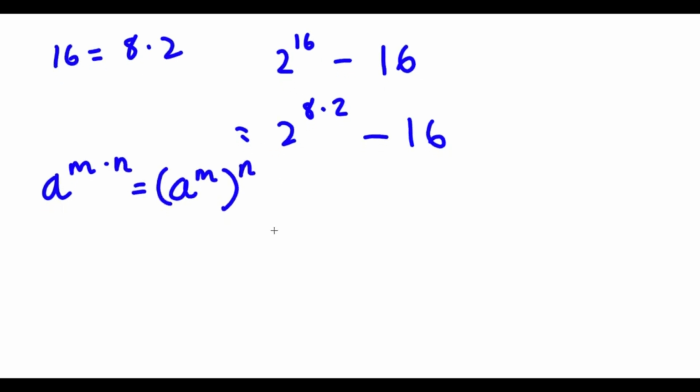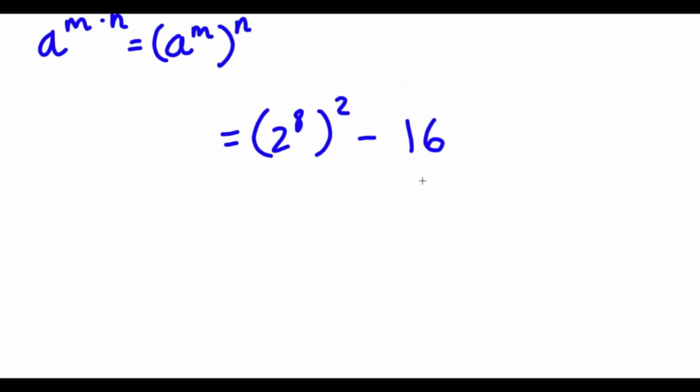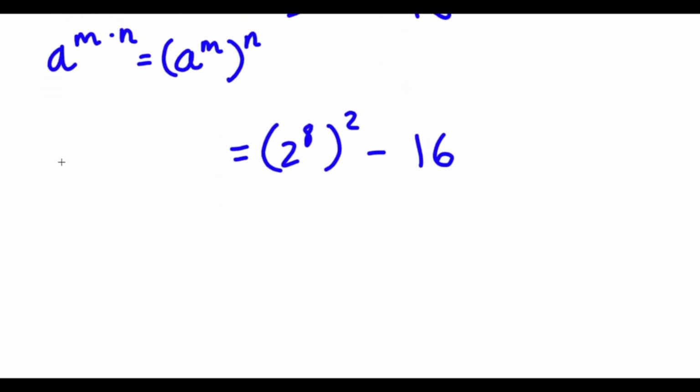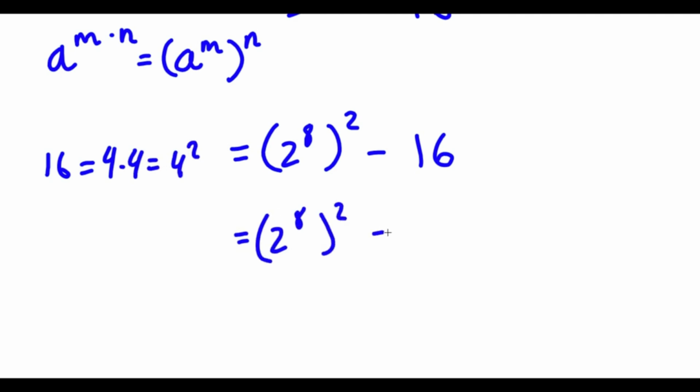So 2 to the power of 8 times 2, I'm going to rewrite as 2 to the power of 8 to the power of 2. Now I have this minus 16. Now 16 is the same thing as 4 times 4, which is equal to 4 squared. So now I have 2 to the power of 8 to the power of 2 minus 4 squared.